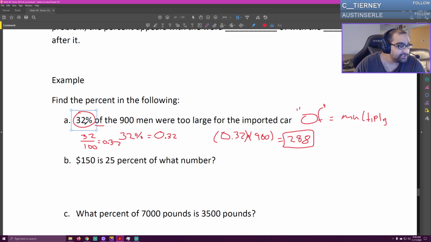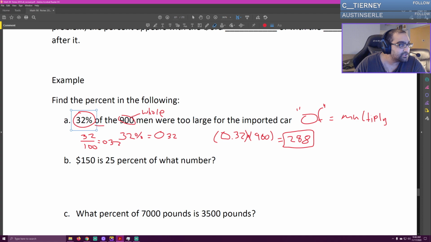Well, we have 32% here, and if you consider 900, 900 is the whole in this case. So what we need is the part. I don't know what the part is. The part would be, say, the 288. Basically what I'm saying is that we want to replicate the 288.